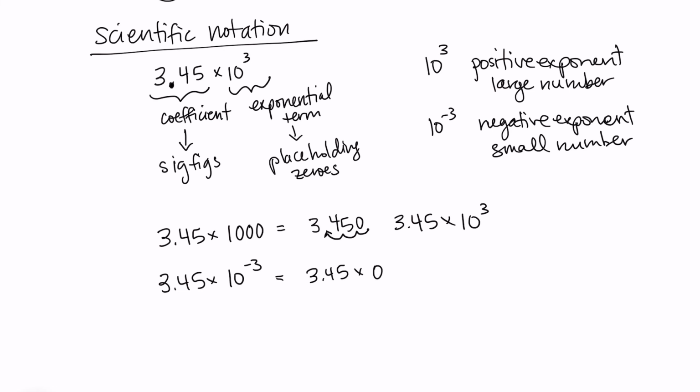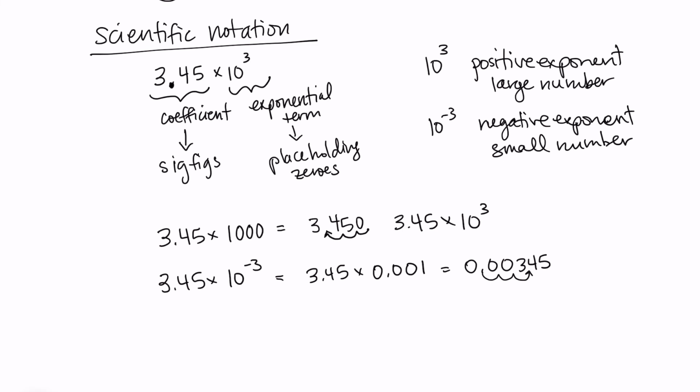If I have a small number like 3.45 times 10 to the minus 3, that's the same as 3.45 times 0.001. If I do that math out, I end up with 0.00345. This is also like moving my decimal point just the other direction. If I have 0.00345, I need to move it 1, 2, 3 places. That's how I get my 3.45 times 10 to the minus 3.